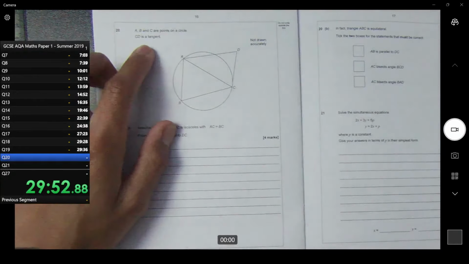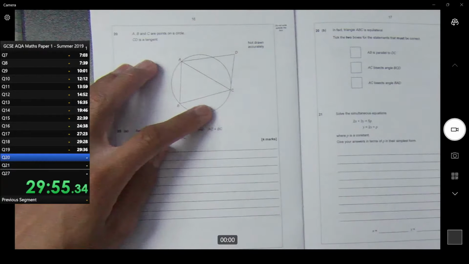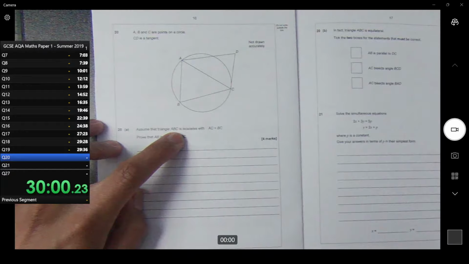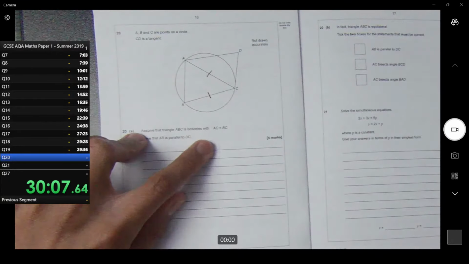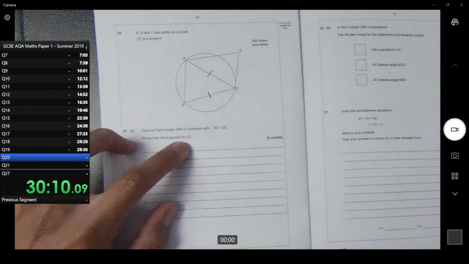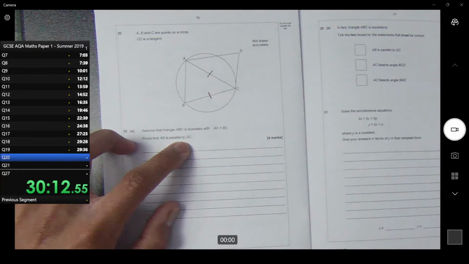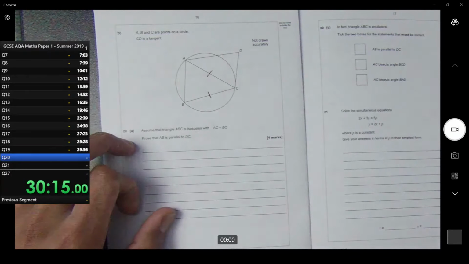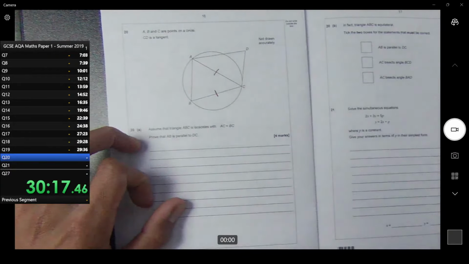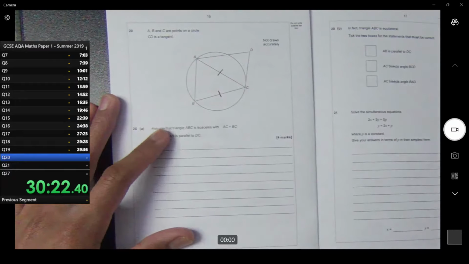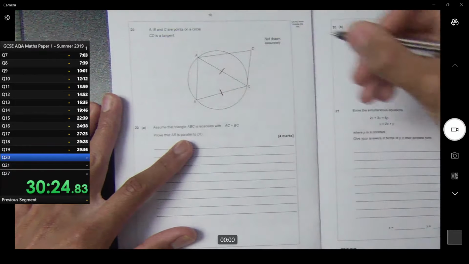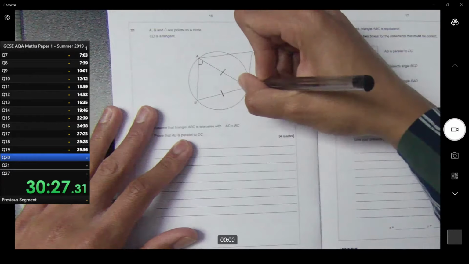So A, B, and C are points in a circle. CD is a tangent. Assume that ABC is isosceles with AC. Right, so these two sides here are equal. Prove that AB is parallel to DC. So we've got a few parallel line theorems as well. Okay, we need to prove that this angle here is equal to this angle.